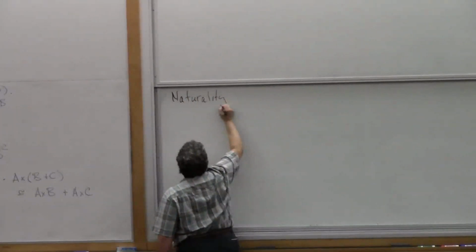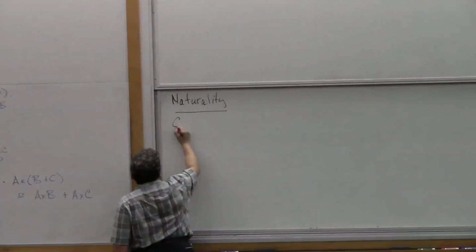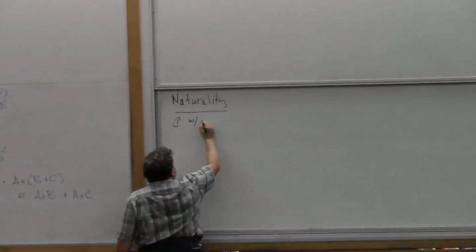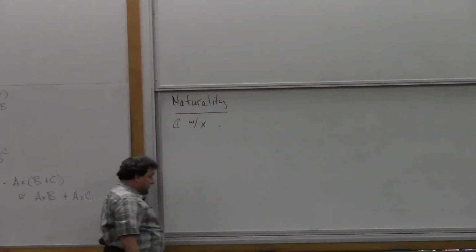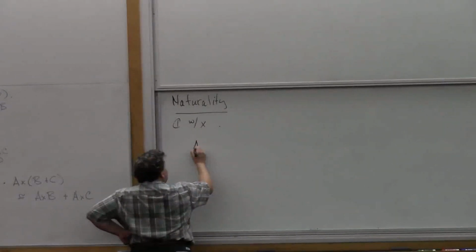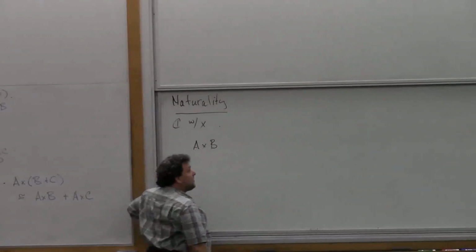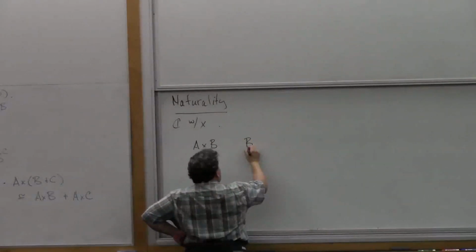Naturality. Let's suppose we have a category C, say, with just binary products, just to have something to look at. Then we can always make a product of two objects, A and B, like this. And we can make a product of two objects like this the other way around.